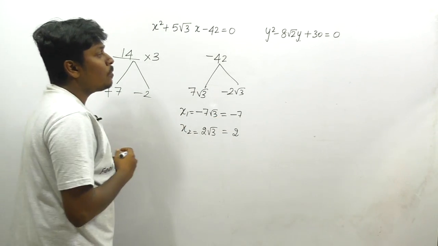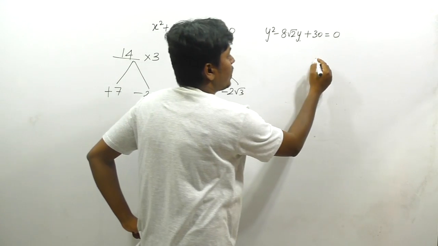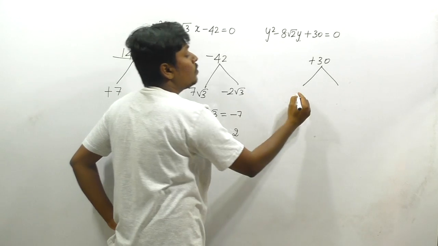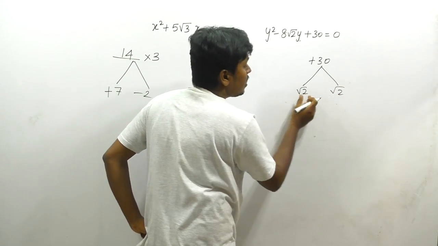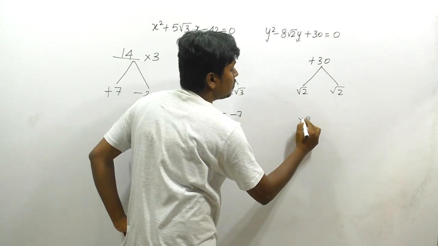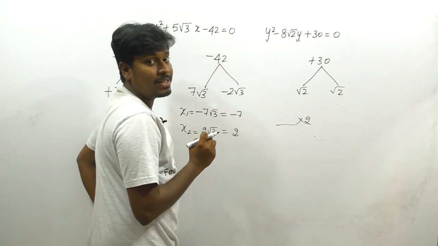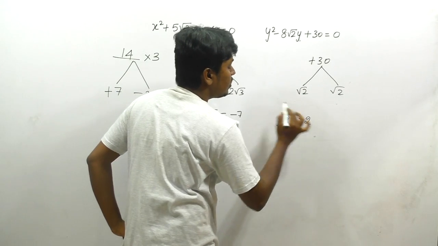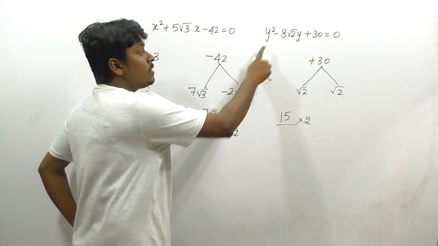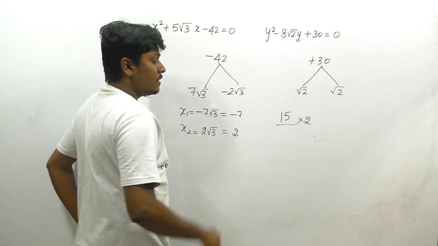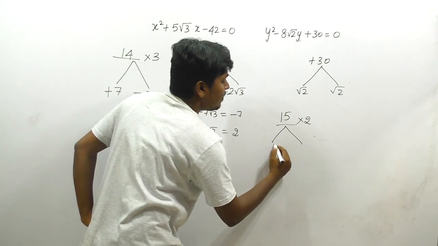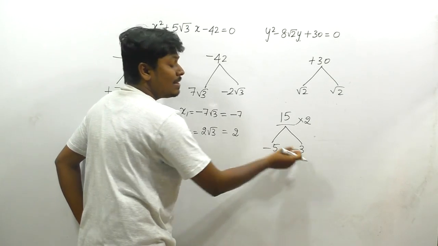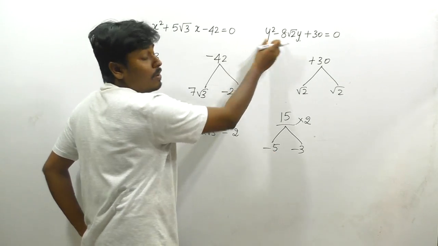So let me move on to the y term. Step number 1, write this plus 30. Step number 2, write this root 2 on both sides. We know that root 2 into root 2 will be 2. The number that we are going to multiply with the number 2, the resultant should be 30. I can definitely say that 15 into 2 will be 30. Step number 3, to bring this number minus 8. I can say that 5 into 3 is 15, minus 5 minus 3, the resultant will be minus 8. So we have brought this minus 8.